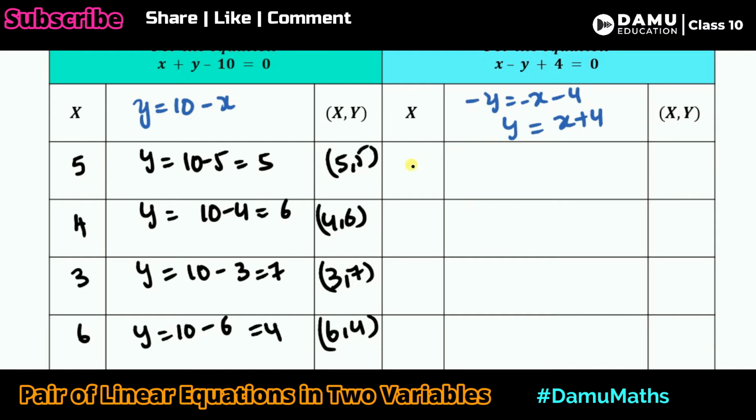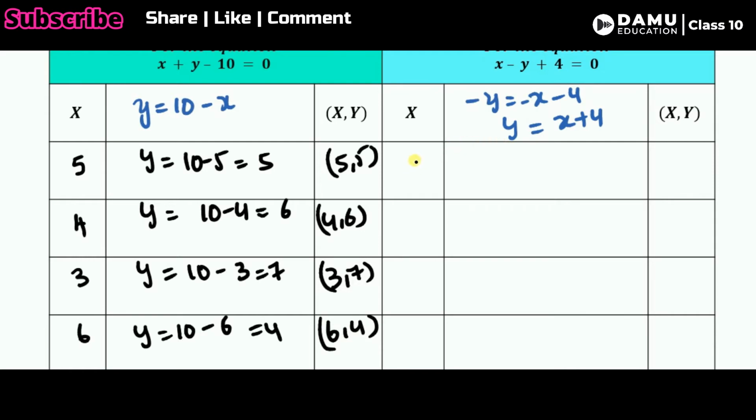For this, let's keep x as 0. So x is equal to 0 means, what is the value of y? So y will be equal to 0 plus 4, that will be equal to 4. Then 0 comma 4. Let's take another one, x is 1. So y will be equal to 1 plus 4. We will get 5.